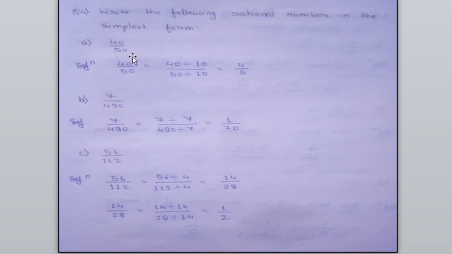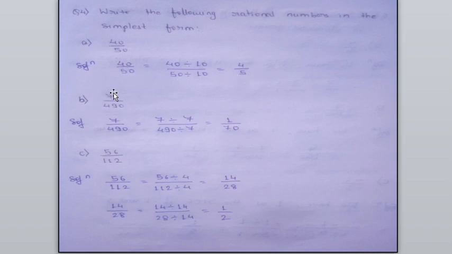So 40 divided by 50 is equal to, now we have to take out the highest common factor for both 40 and 50, which is divisible by both the numbers. So the highest common factor which is divisible by 40 and 50 is 10. So we will divide the numerator and the denominator by 10 to get the simplest form of the rational number. So 40 divided by 10 is equal to 4, and 50 divided by 10 is equal to 5. So the simplest form of 40 by 50 is 4 by 5.